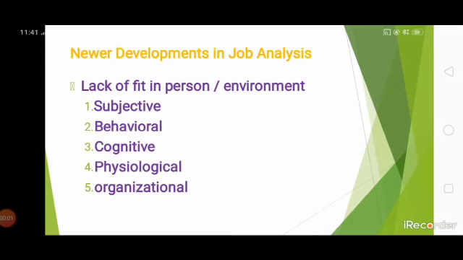Next, let us see about newer developments in job analysis. An individual who is suffering from an uncomfortable amount of job-related stress cannot enjoy a high quality of work life. Stress occurs whenever environmental forces throw the body and mental functions of a person out of balance. The causes of the lack of fit in person or environment can be many.